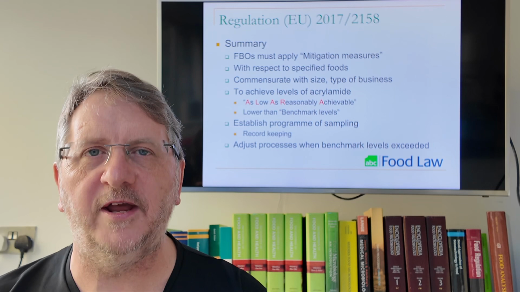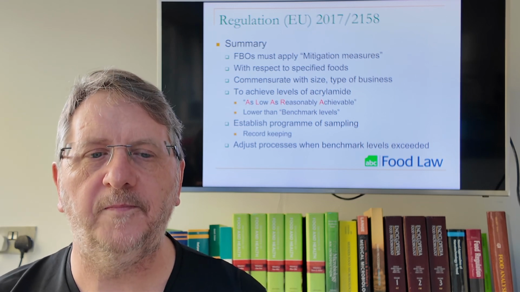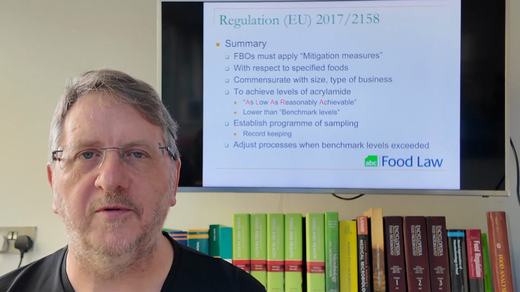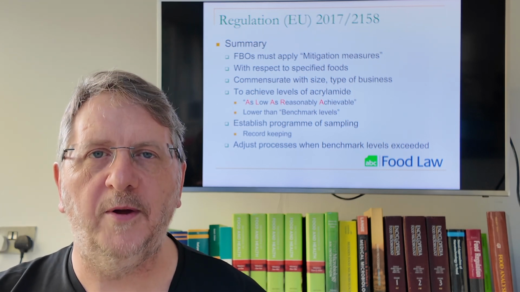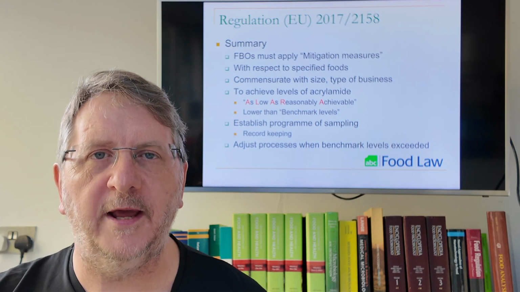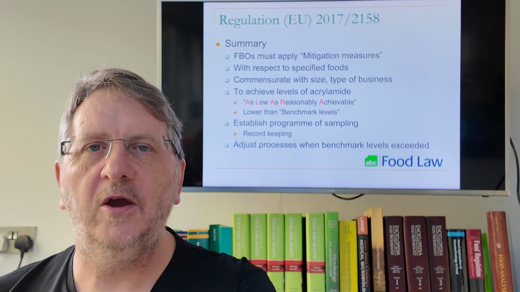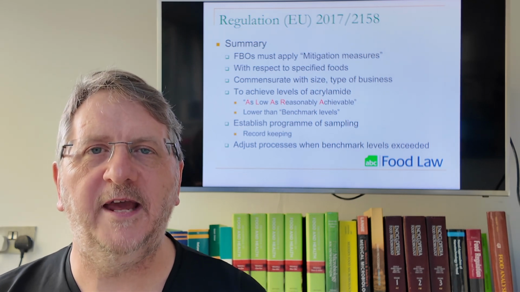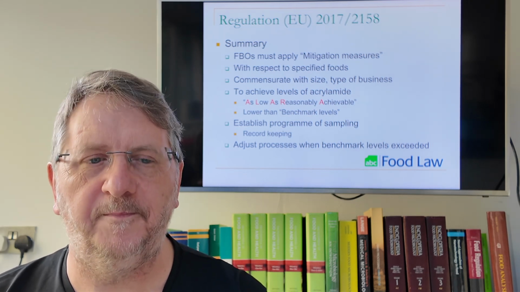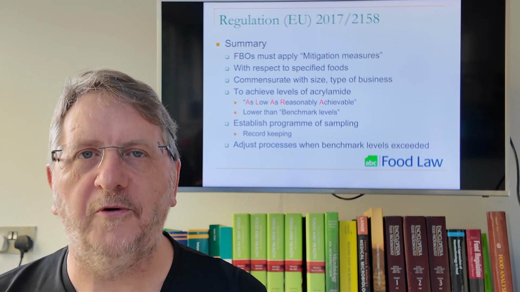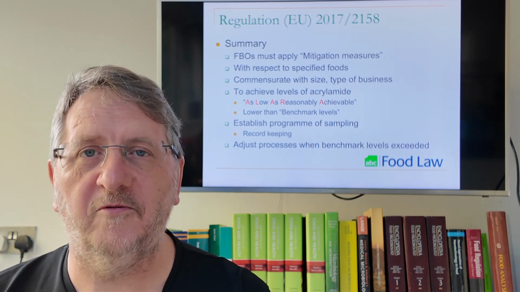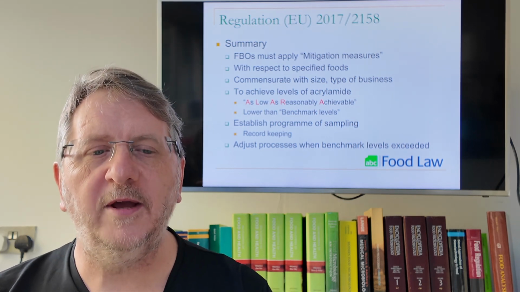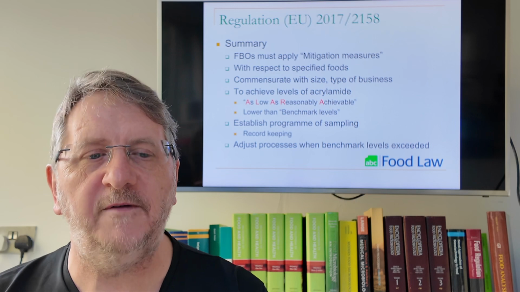It lists out literally the actual foods that this applies to. Now, different businesses will have to do things at different levels. If you're a corner chip shop, the level of mitigation that you put in place will be much less than, say, your McDonald's, because clearly the size of the business and the exposure of products is different. To achieve appropriately low levels of acrylamide, we're not looking at eradication, as I said. It's about getting as low as reasonably achievable levels.